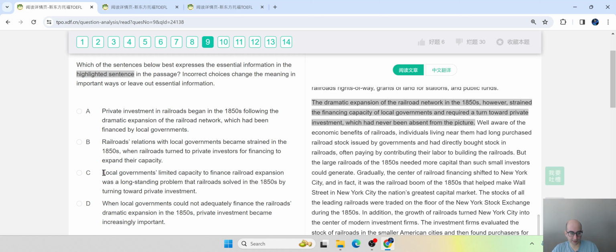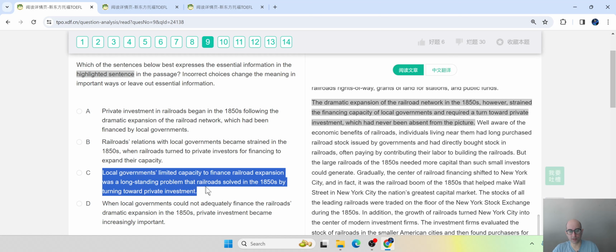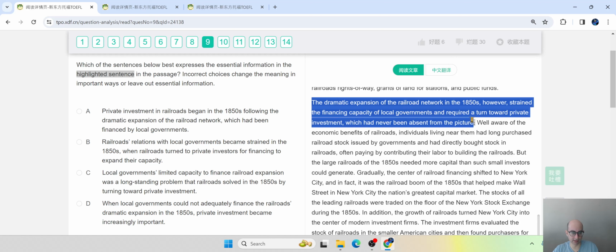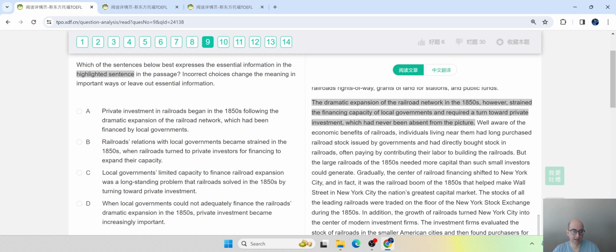So choice C, when we read this one, it looks good at first. So let's read it. Local government's limited capacity to finance railroad expansion was a long-standing problem that railroads solved in the 1850s by turning toward private investment. So in meaning, it sounds really close to this. It almost sounds like the actual paraphrase and the correct answer. But there's a problem with this one. So what is that problem?